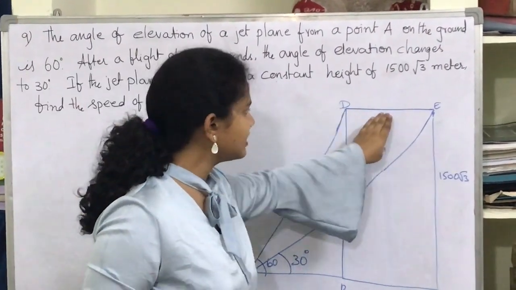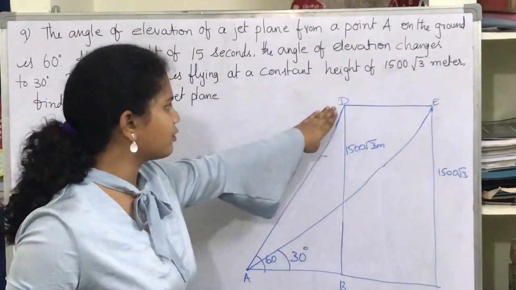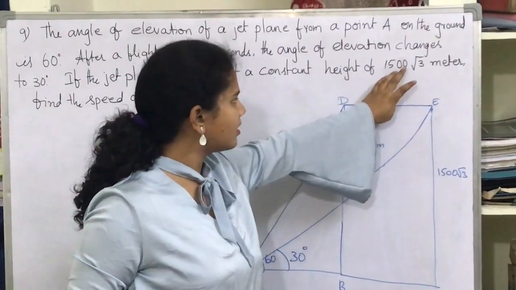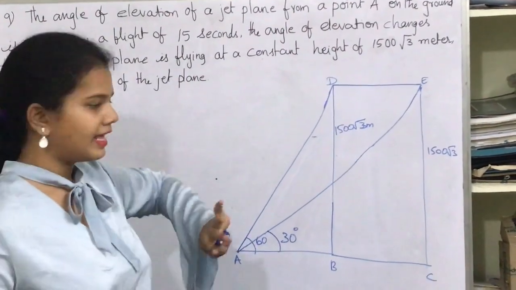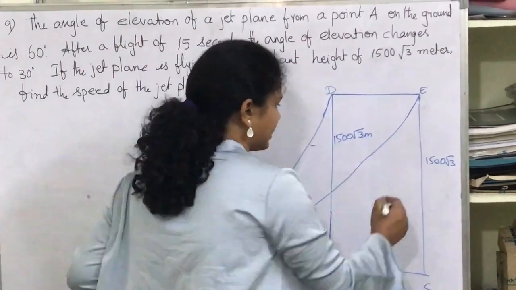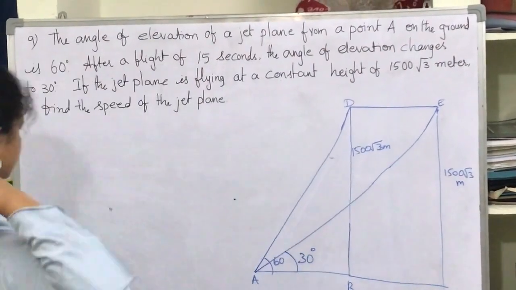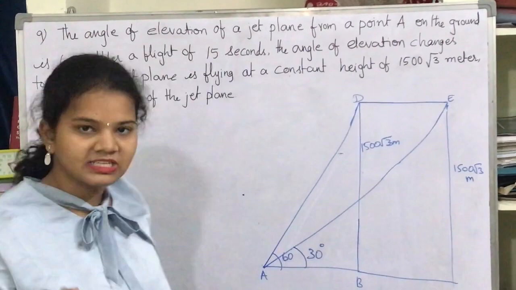So this jet plane is flying at a constant height, thus I have drawn it like this. Now the height from the ground to the jet plane is 1500 root 3 meters. Okay, 1500 root 3 meters. Now find the speed of the jet plane. We need to find the speed of the jet plane.